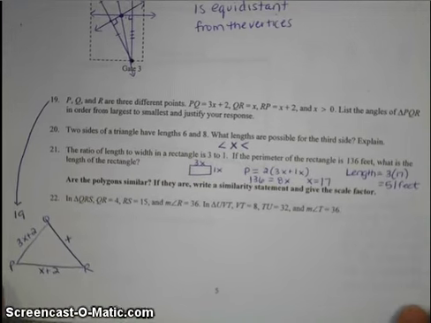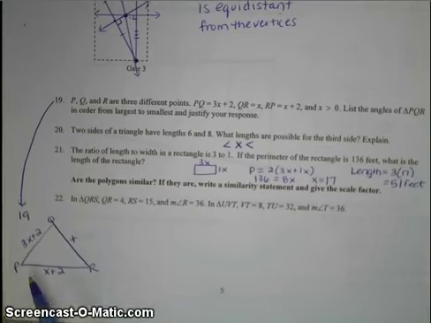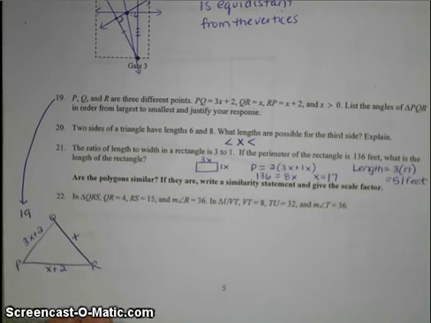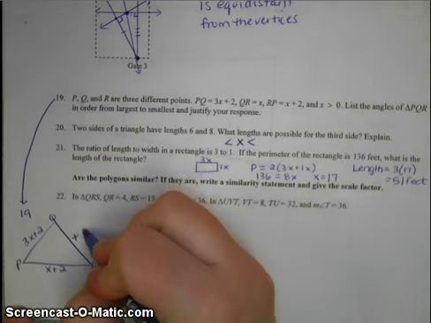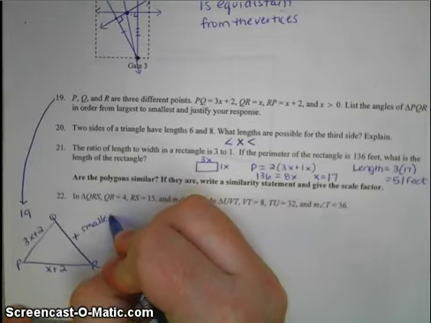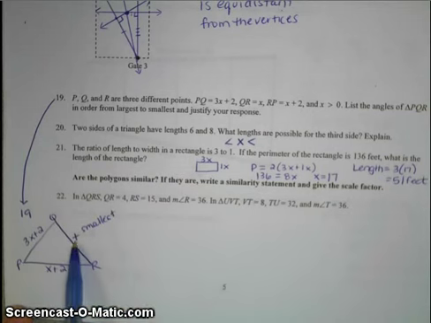P, Q, and R are 3 different points, and I have those marked in on this triangle. So list the angles of PQR in order from largest to smallest. So if we know the relationship between the sides, we also know the same relationship holds true between the angles. So if I look at this picture, I can tell that this is going to be my smallest measure, not by the picture, but by its quantity.